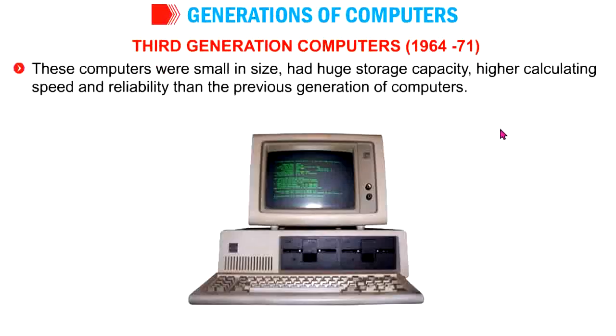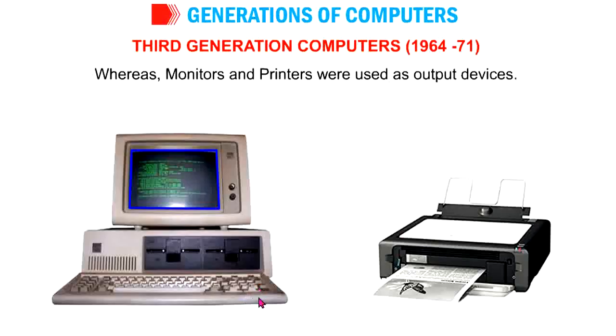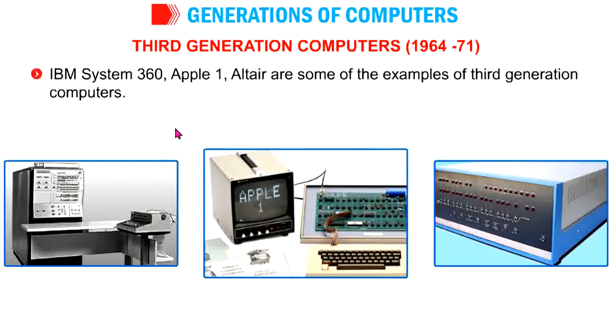So third generation is small in size, huge storage, higher calculating speed, reliability, everything is more than first and second. Here they started to use keyboard as an input, monitor and printer as a output. IBM System 360, Apple I or IBM 370, these are the examples of third generation of computers.